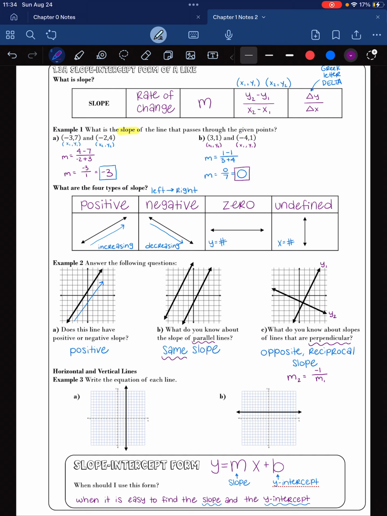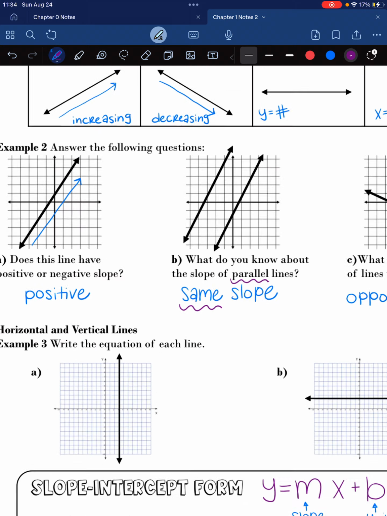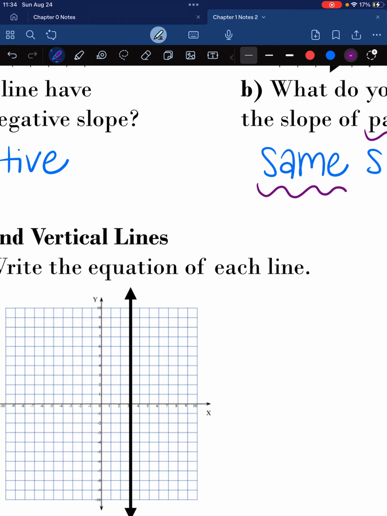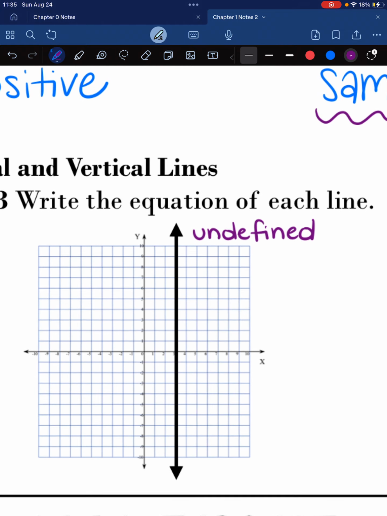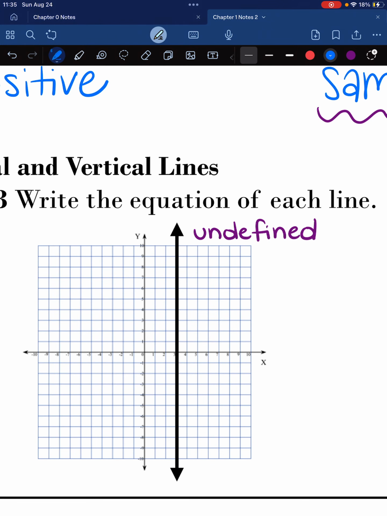Okay, horizontal and vertical lines, we talked about those with zero and undefined slope. So I would say that this guy definitely has undefined slope. But that's not the question. The question is to write an equation of this line. So obviously in our notes we said that an undefined slope has the equation x equals, but how would you remember that on a test?